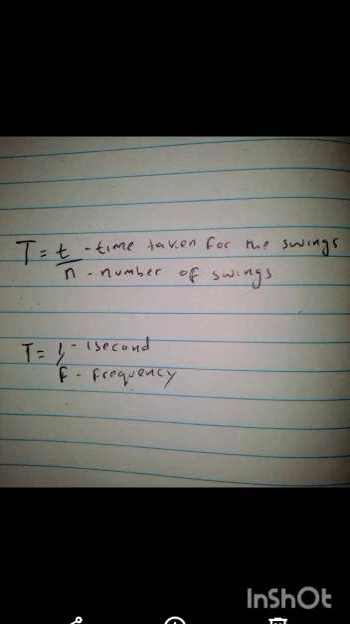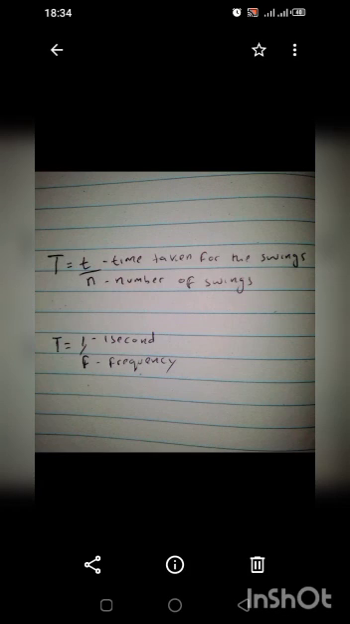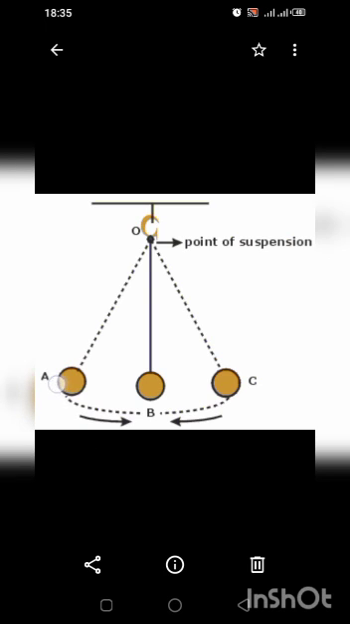So the difference between frequency and period. Frequency in physics, and also in mathematics, is the number of times something appears. So in a simple pendulum, frequency is the number of times the bob is swinging from A to C and back to A in 1 second.